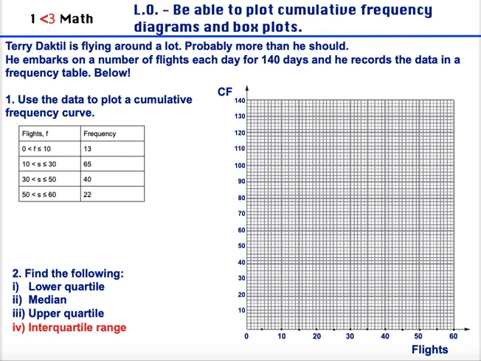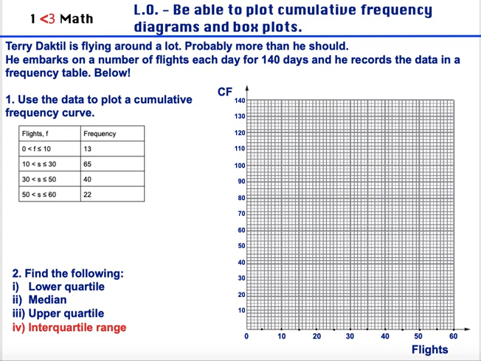So here we have an IGCSE Extended or GCSE Higher exam style question. Pterodactyl is flying around a lot, probably more than he should. He embarks on a number of flights each day for 140 days, and he records the data in a frequency table below. So question 1, use the data to plot a cumulative frequency curve.